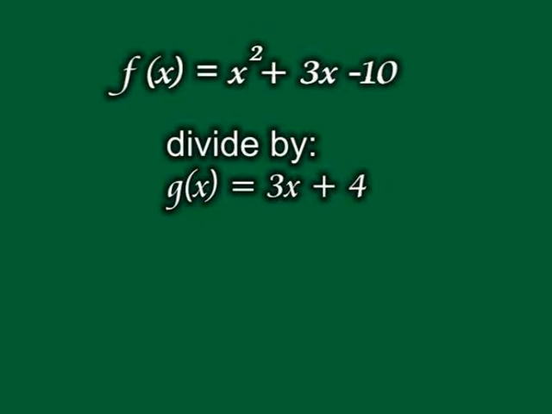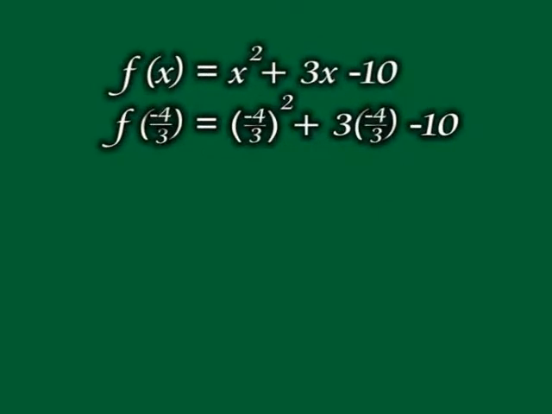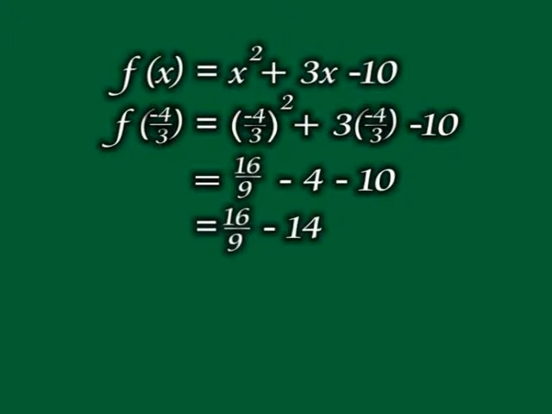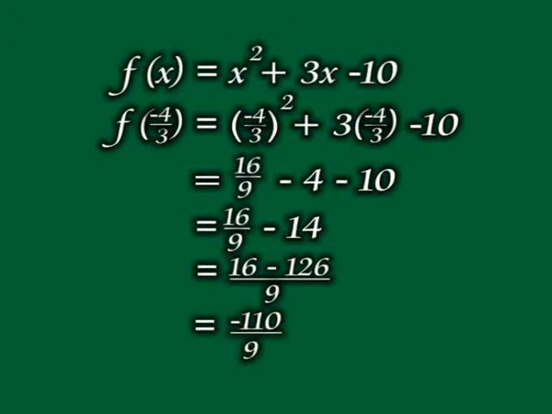Let us have a look at that. f(-4/3) is equal to (-4/3)² + 3 times -4/3 - 10, which is equal to 16/9 - 4 - 10, which is 16/9 - 14, which becomes (16 - 126)/9, which is -110/9.